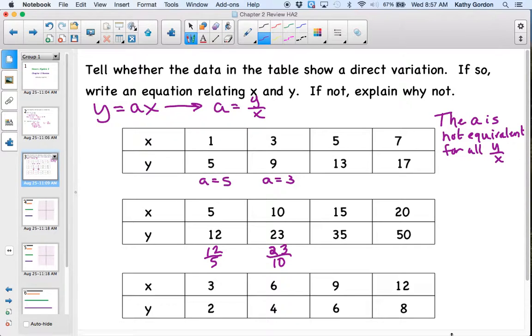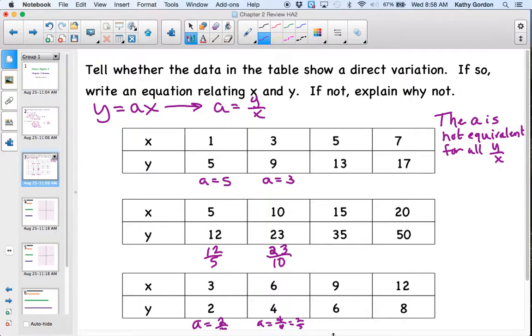Raise your hand if you think it is direct variation. Raise your hand if you think it is not. Okay, so what is my A here? 2 over 3. What's my A here? 4 over 6, but what does that reduce to? 2 over 3. Bingo! Okay, now, just because 2 of them match doesn't mean they all do.